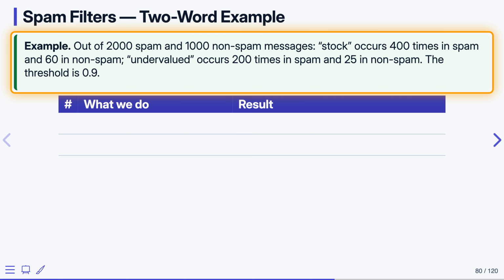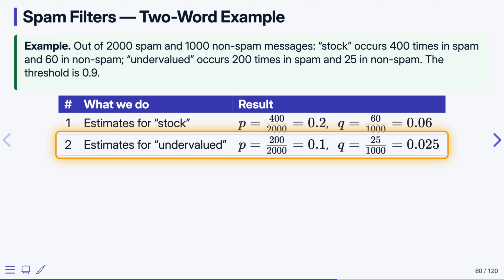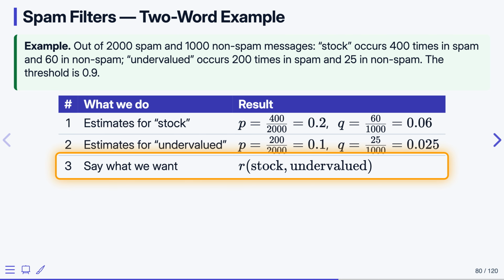Let's use two words, stock and undervalued. The threshold is still 0.9. Step 1. For stock, it appears in 400 of 2,000 spam messages, so P is 0.2. It appears in 60 of 1,000 good messages, so Q is 0.06. Step 2. For undervalued, P is 200 over 2,000, that is 0.1, and Q is 25 over 1,000, that is 0.025. Step 3. What we want is the two-word score, and then we compare it with the threshold.